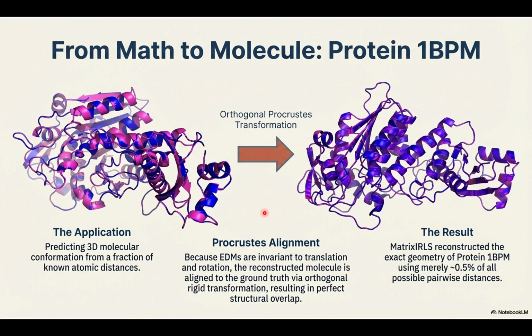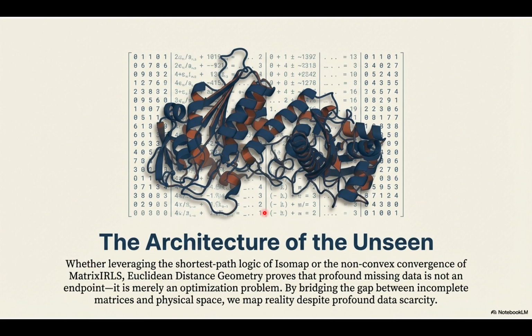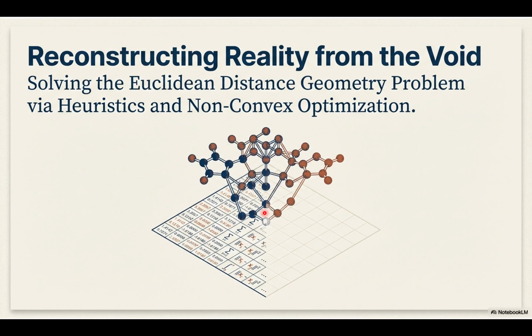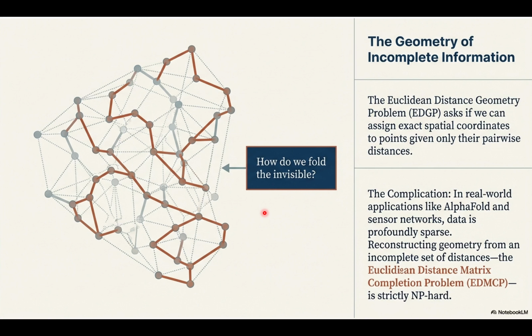So what does this all mean? For you listening, why should you care about Gram matrices, shrink wrapping algorithms, and pruning edges? Right. Because these equations take the void of missing information and weave it into tangible reality. We see this with systems like AlphaFold predicting life-saving drug targets, or a cluster of wireless sensors trying to locate themselves in a collapsed building where GPS doesn't reach. The math is the same. It is. And the choice of how to fold that invisible reality, whether you use a fast heuristic shortcut like ISOMAP, or a heavy, uncompromising optimization like Matrix RLS, is entirely dictated by your sensor budget.